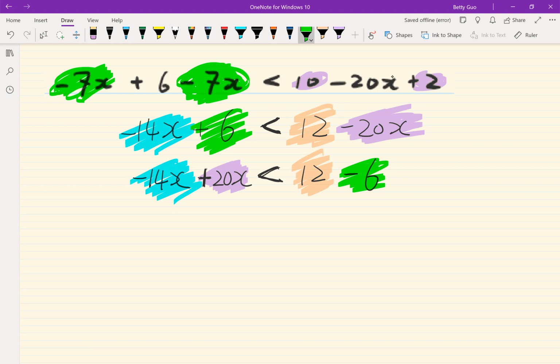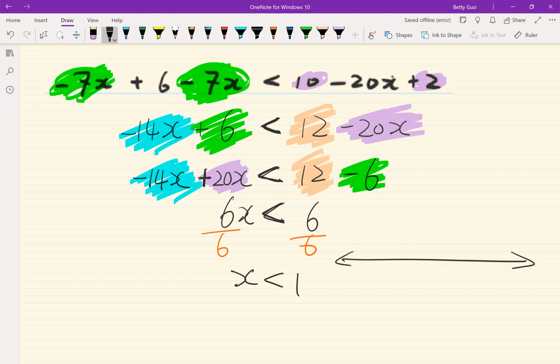The reason we do this is because we need to collect like terms in order to combine them. On the left, negative 14x plus 20x. What's the answer after we combine them? What's 14 plus 20? 6x, right? Yeah. On the right hand side, what is 12 minus 6? Divide both sides by 6. Do we need to switch the direction of the inequality symbol? Because it's a positive 6, right?